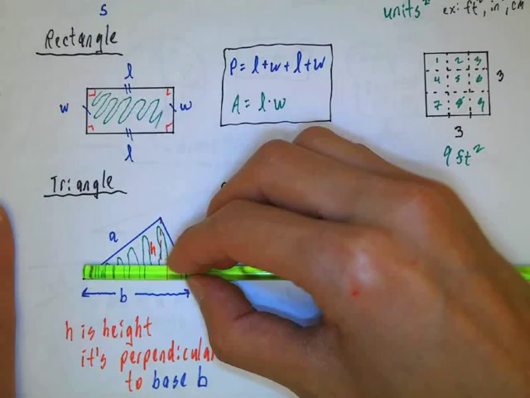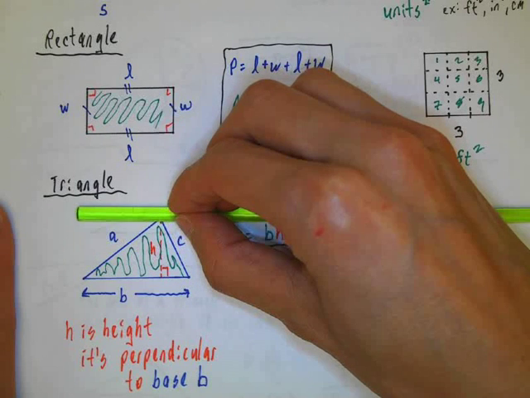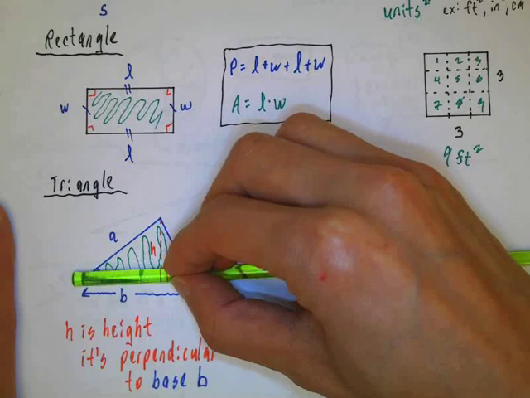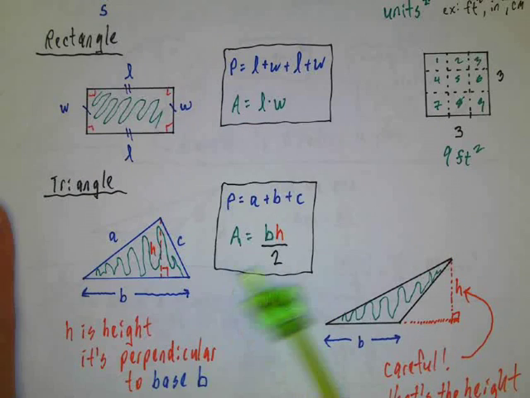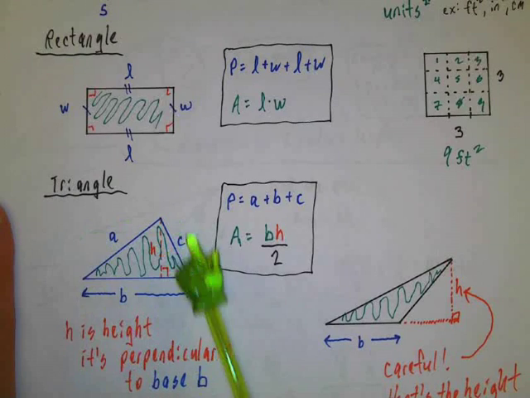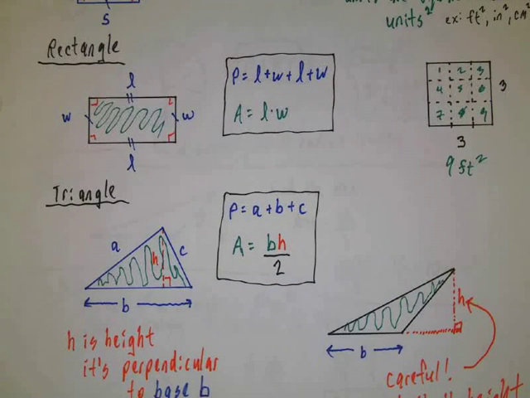For a triangle, when we do this and you paint it, look at that roller, it paints a little too much. In fact, it paints twice as much. So in other words, you need to take the area of the rectangle it forms and divide it by 2. That gives you the area of a triangle.